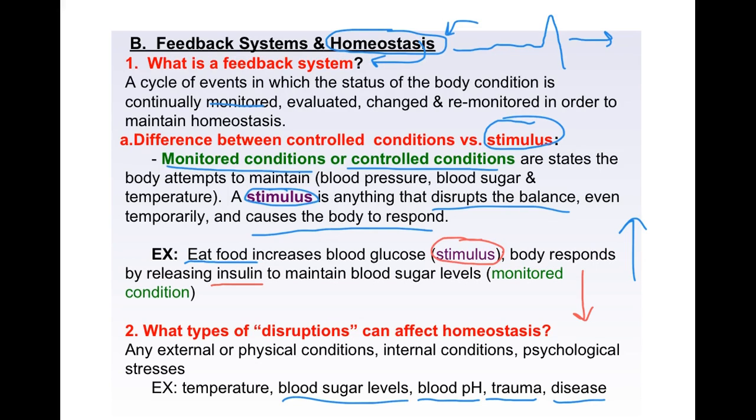So what types of disruptions can affect homeostasis? Well, I went over some of them. Obviously, temperature, blood glucose, blood pH, that's like acid-base, trauma, and disease. We've gone over those.